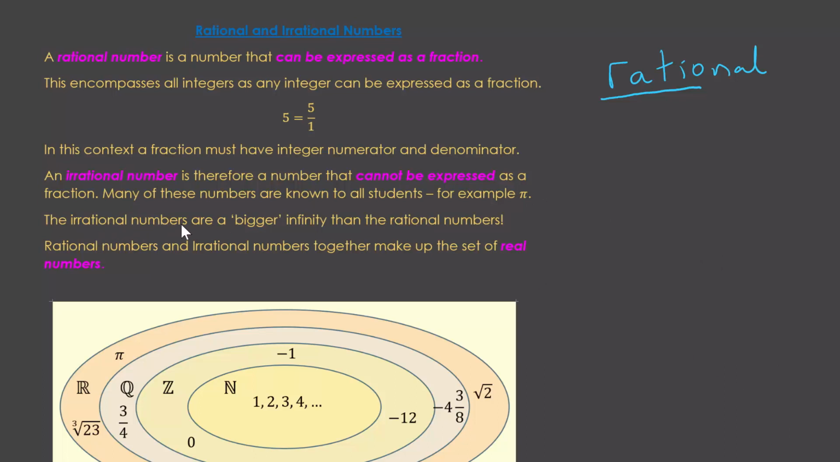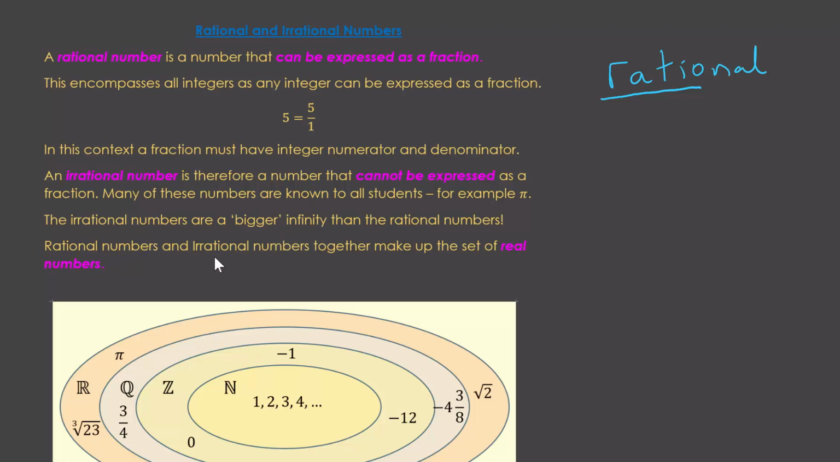The irrational numbers are, I've got this in quotes, a bigger infinity than the rational numbers. Not all infinities are equal. And the irrational numbers are what they say is more dense on the number line than the rational numbers. Just to try and give an illustration of that, if you had a dart and you threw it at a number line and you could just hit one number, then it's more likely that that number is an irrational number.